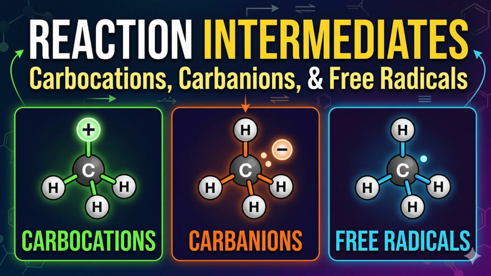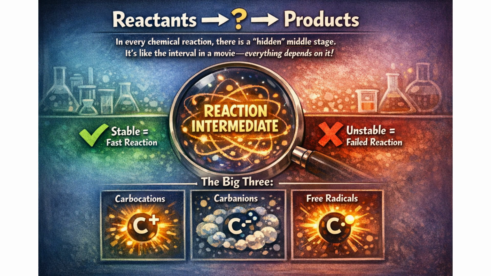Hello guys, let's learn about carbocations, carbanions, and free radicals. In every chemical reaction, there is a hidden middle stage. It's like the interval in a movie, everything depends on it. These are called reaction intermediates.